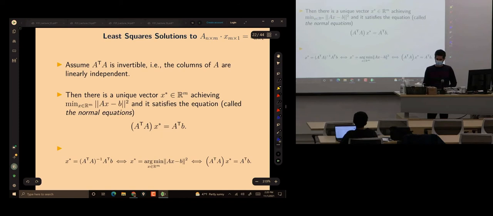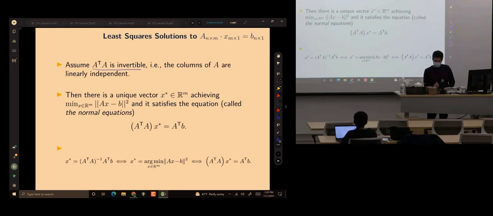The least squares problem for A being a tall matrix was this problem. I have a linear system of equations Ax equals B. There is no exact solution, but the columns of A are linearly independent. So A transpose times A is invertible. Because it's a square matrix, we can talk about the inverse. Inverse was only defined for square matrices.